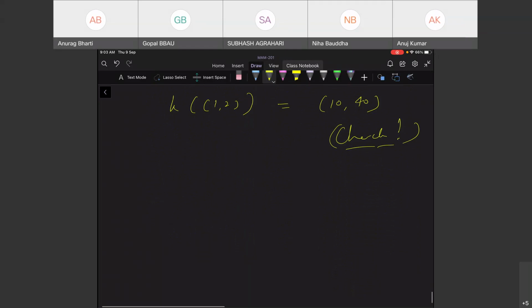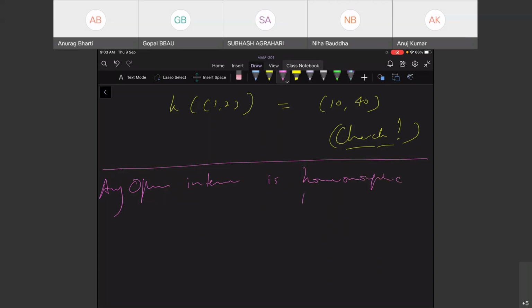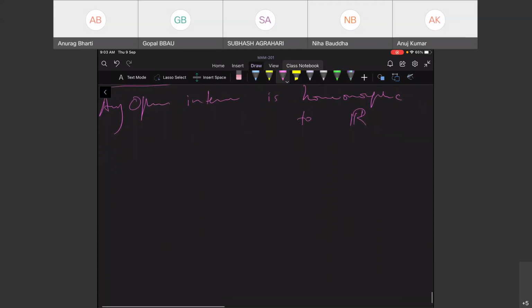फ्रॉम हियर सो यू सी, एनी ओपन इंटरवल कैन बी होमियोमॉर्फिक टू एनी अदर ओपन इंटरवल. सो अनदर इंटरेस्टिंग फैक्ट इज, एनी ओपन इंटरवल इज homeomorphic to the whole line R. Open interval, any open interval is homeomorphic to R. Okay, can anyone tell me why this is true?